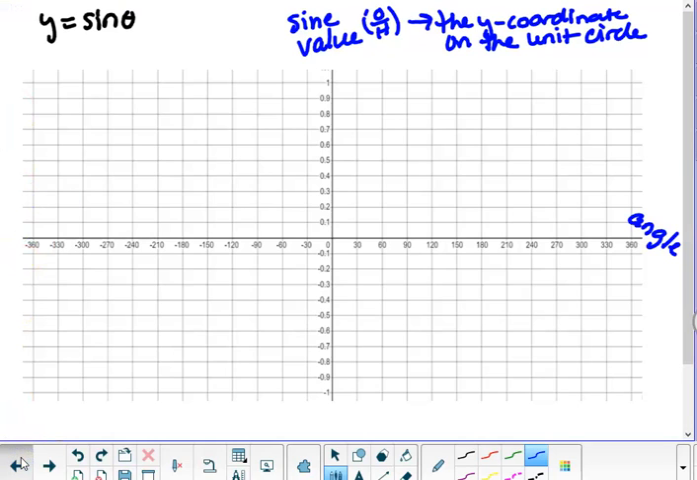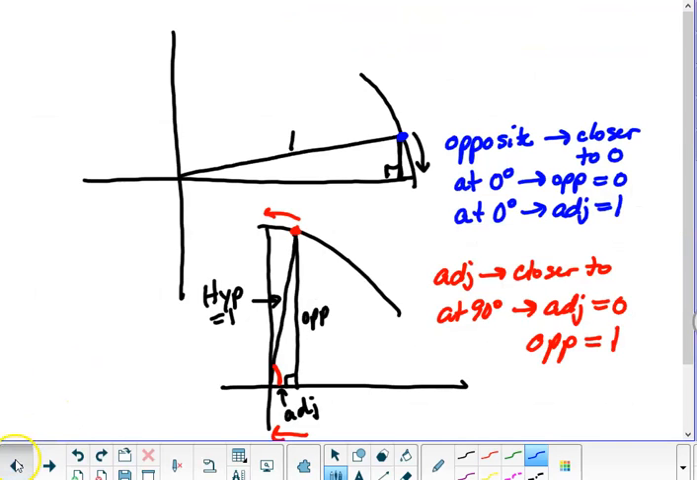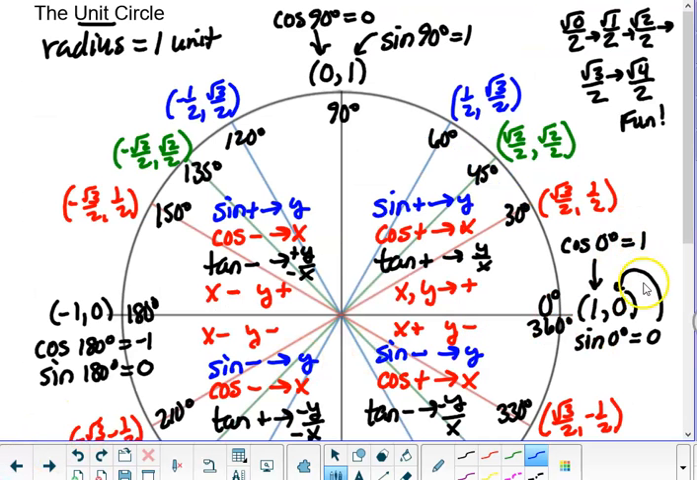Okay. So if we go back to our unit circle and we look at the y value, we notice it starts out at 0, gets bigger and bigger till it goes up to 1. So we can see that sine goes from 0 to 1 to 0 to negative 1 back to 0 again.